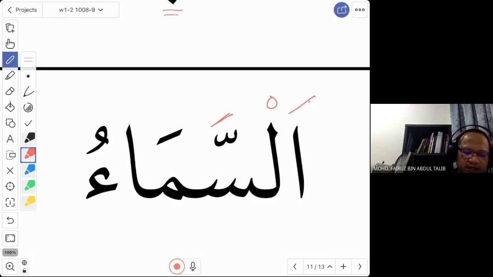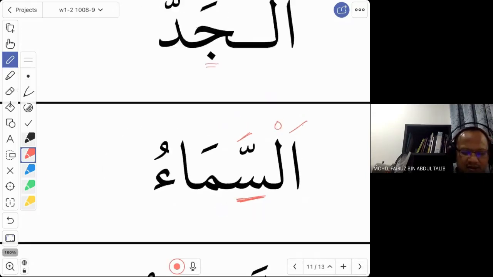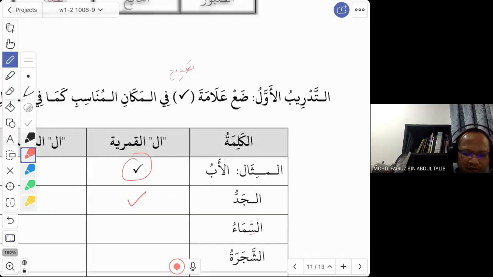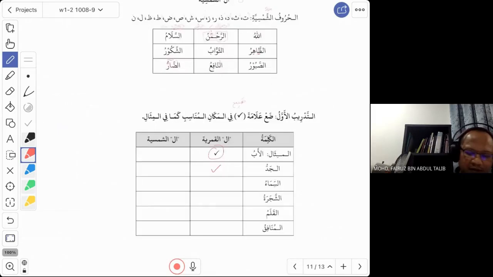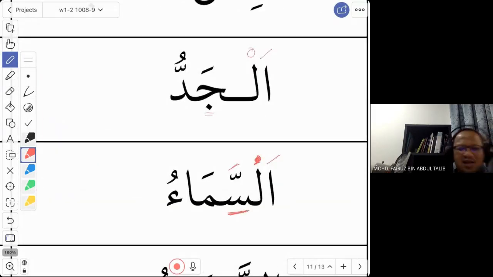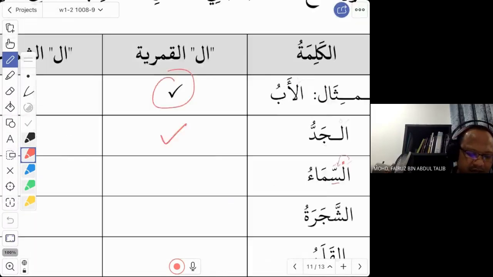Al-sama. Okay. Go back to the list of the letters, Shamsiyyah and Qamariyyah. Where do you find this letter seen? Is it under Qamariyyah or under Shamsiyyah? Go back to the notes. Okay, so let me see. It is under Shamsiyyah or under Qamariyyah? The letter seen. Shamsiyyah. So since it is Shamsiyyah, how should you read? You cannot read al because this is a Shamsiyyah letter. Skip the lam sound. You go to the next letter. As-sama. Yes, good. So this is not the Qamariyyah, but this is the Shamsiyyah.